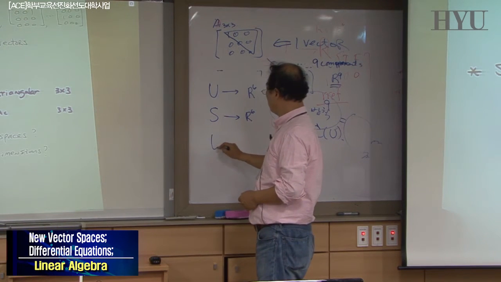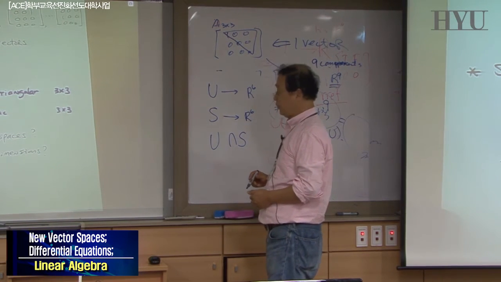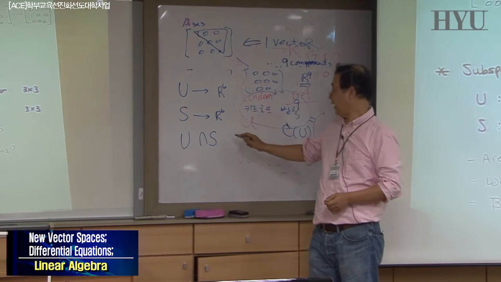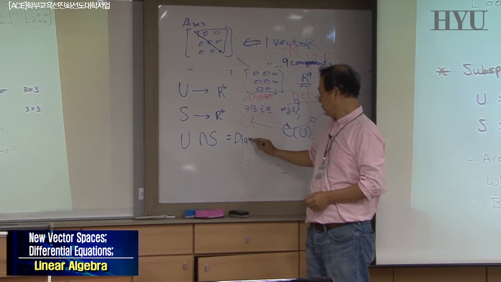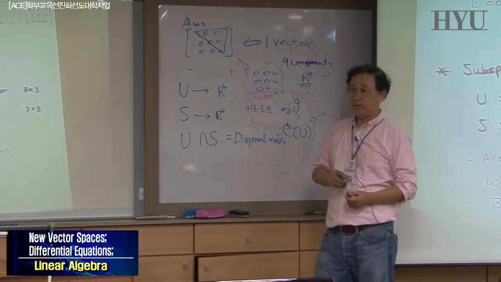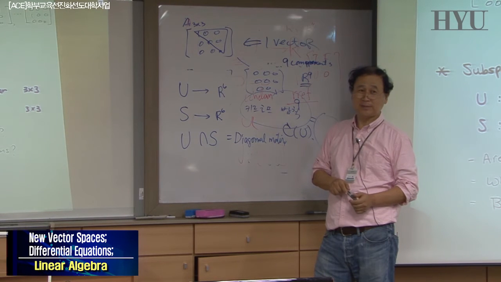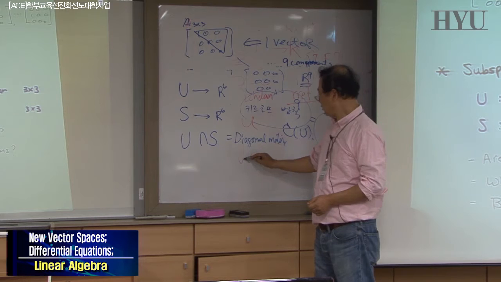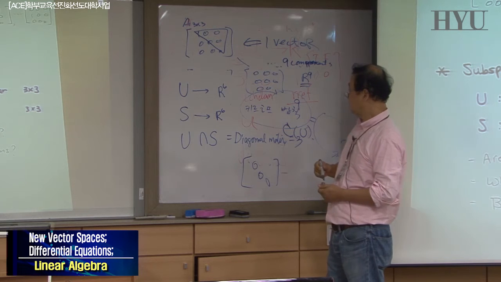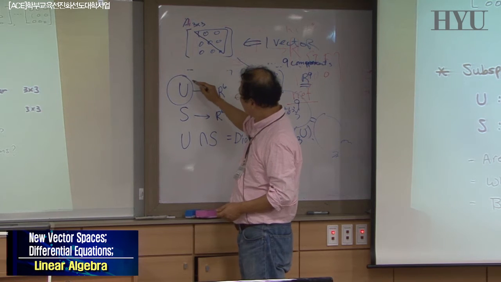How about U intersection S? What is it? Upper triangular intersected with symmetric. This is diagonal, right? What's the diagonal matrix? What's the dimension? We have only 3 dimensions, right? 3, right? Is U a subspace or not?